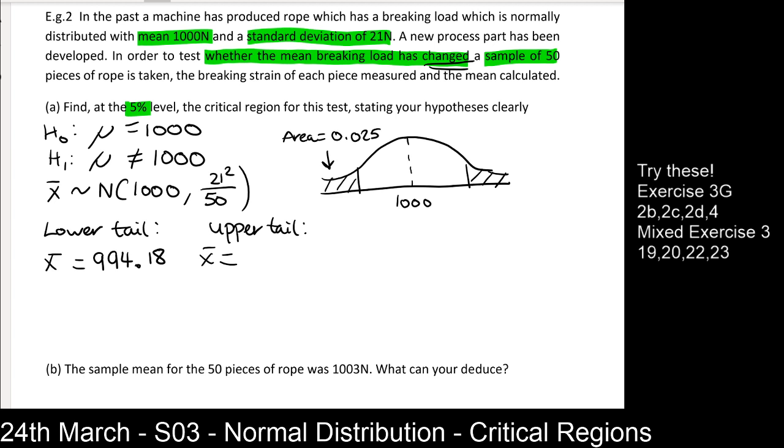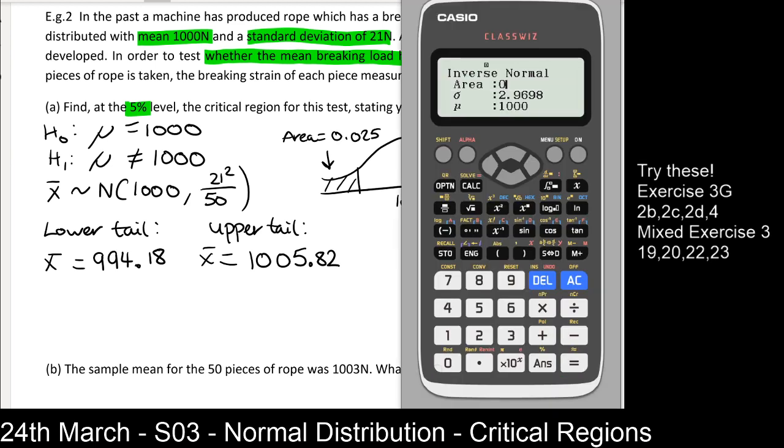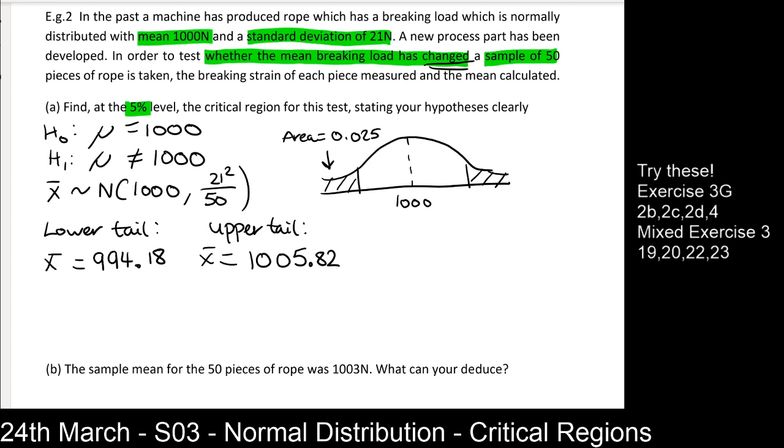If I do the same with the upper tail, I get 1005.82. But remember, when you do it this time, you need to do 1 minus that 0.025. Okay, and you just get the following, as you can see there. Also, hopefully you can see the symmetry, that these two values are the same distance from your mean as well. So the critical region is that x is either less than 994.18 or greater than 1005.82. Okay, so that is our answer.